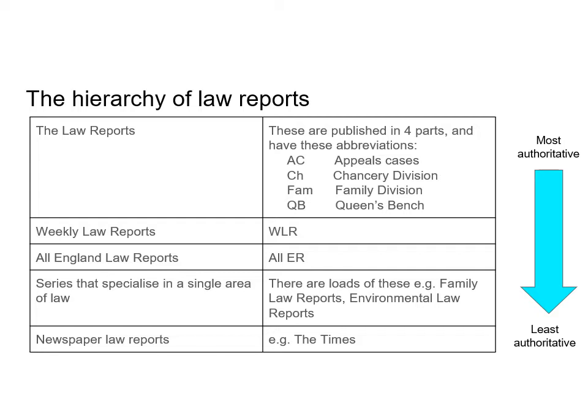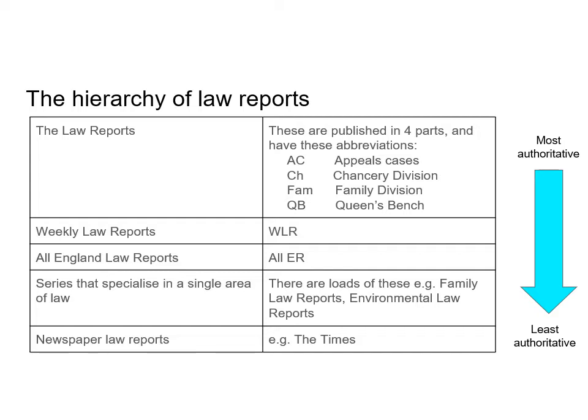This is the hierarchy of law reports. It's important to remember all of these are good sources of law. It's just that the courts regard some as more authoritative sources than others. At the top is the not very imaginatively named The Law Reports. These are published in 4 parts, and the 4 abbreviations AC, CH, FAM and QB indicate that a case is from these series, as does KB, which of course is what the Queen's Bench is when we have a king.